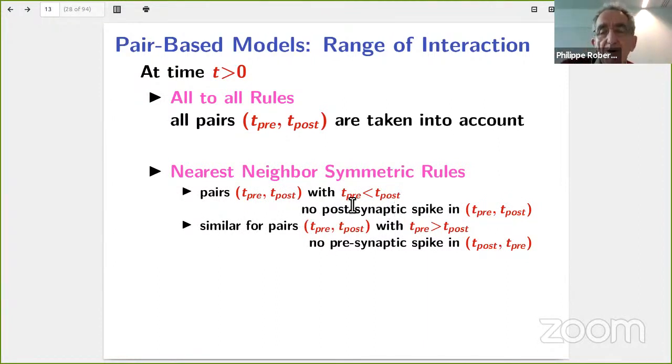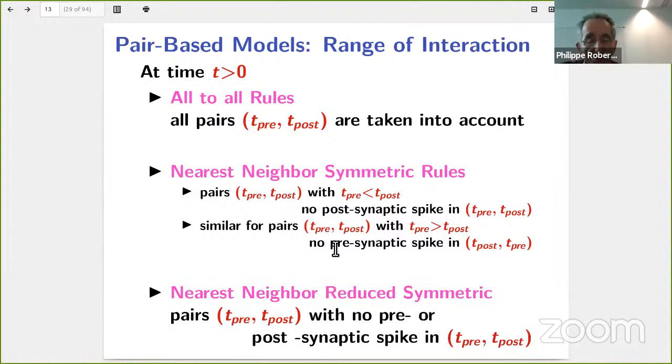If you take a pair T pre and T post, then you consider all the pairs so that you don't have any postsynaptic spike between them. So if it's a postsynaptic spike, then you include this pair as long as you don't have any other postsynaptic spike before the last presynaptic spike, and similarly for the presynaptic spike. So you just localize the pairs that you choose to be included in the function of your synaptic weight. And you can reduce it much more than that by considering the pairs T pre and T post so that you don't have any spike between them.